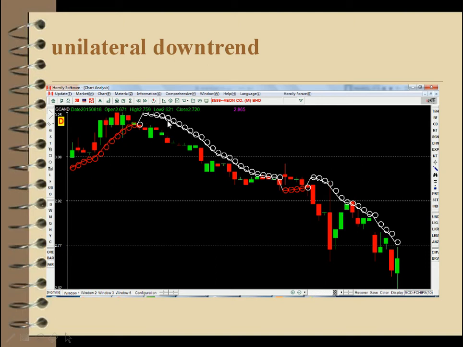You can see this one, the price breaks down the red and white circle and goes down. Pay attention to the high point, low point, low point, low point. This one is the lower high and the lower low. That means the price is dropping, and this is called the downtrend. So if you use the red and white circle, you will know the uptrend and downtrend.